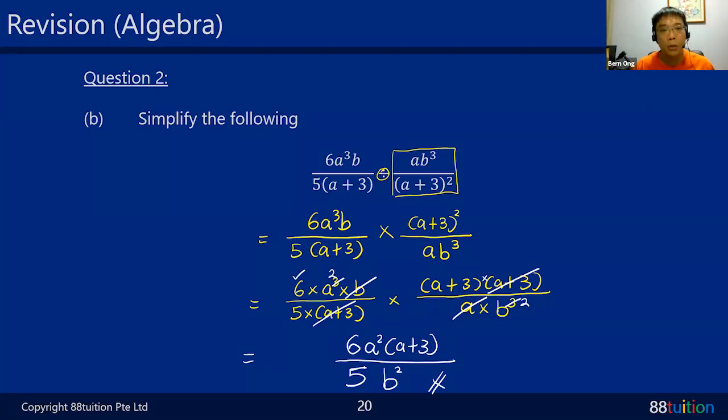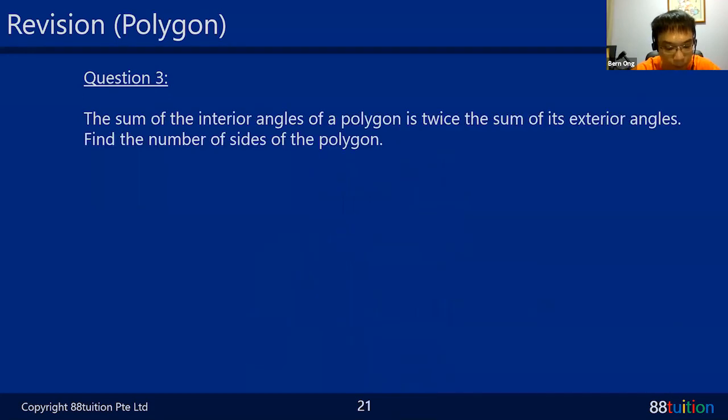Can you see or not? So within 1 minute can do? Can do. All right, a squared, a plus 3. Yes, good job, Azad, you got it correct. So easy question like this, no problem. Next question is on polygon. 1 minute. Very simple. Polygon is a Sec 1 topic, so you need to know it. Let's go.